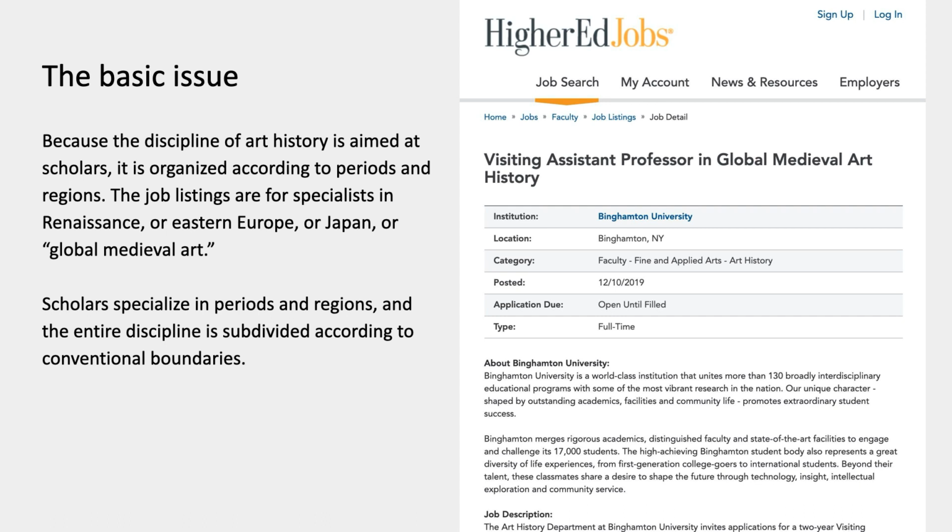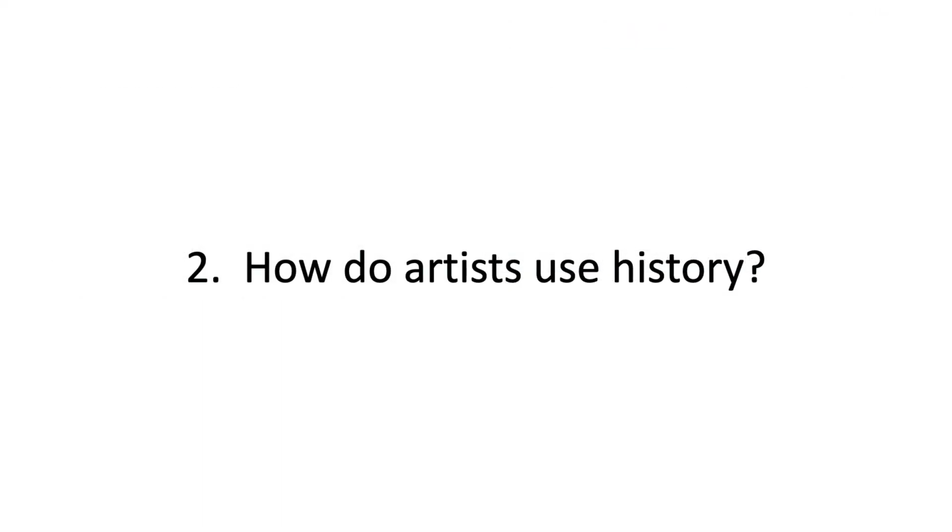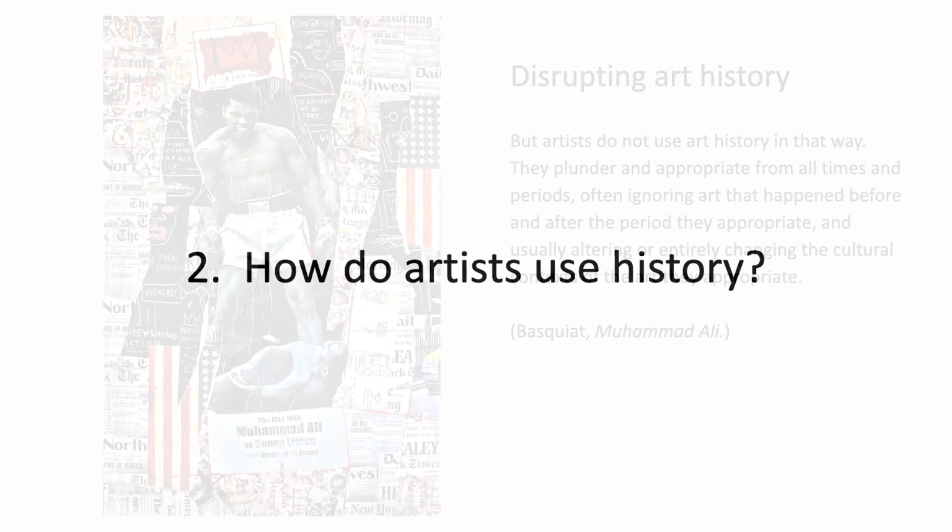So in order to make art history as a discipline into something of maximal use to artists, it would have to be completely dismantled and rethought along the lines of problems and themes. So there's a big contrast between the way that art history is organized and the way that artists use art history. I'll give a couple of examples of that.